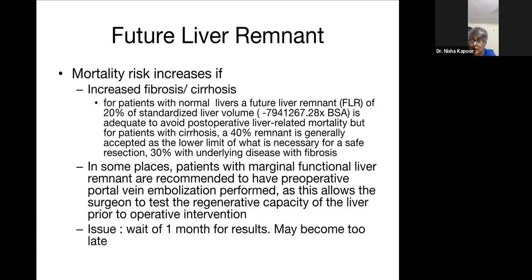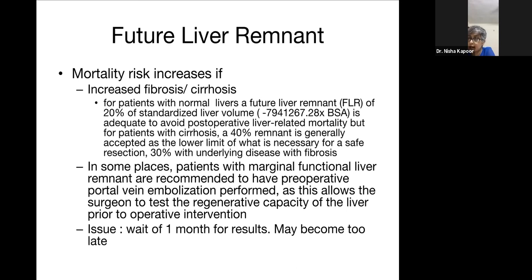So the negative part is that a lot of people, while they are waiting for the hypertrophy of the liver to take place, can actually have further spread of the malignancy, and it can render them inoperable. So that is the problem with that. So in comes the question: can we use something else along with the portal vein embolization?